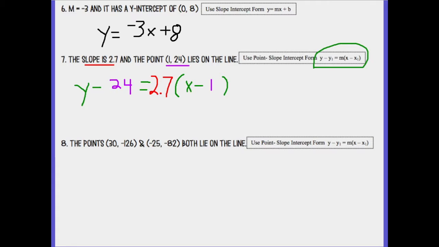And you're done. That's how you write your point-slope form. You don't need to try to simplify anything here because our point is (1, 24) and our slope is 2/7. Everything is right there for us.